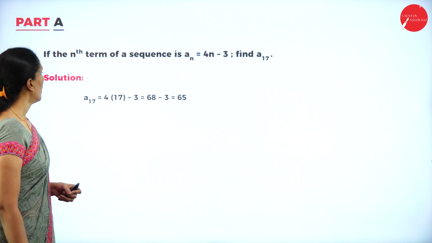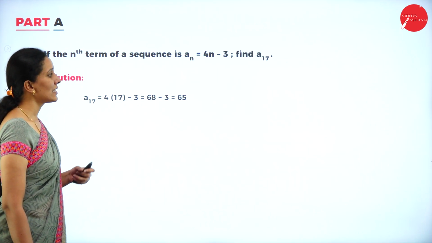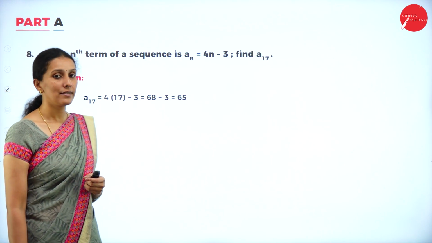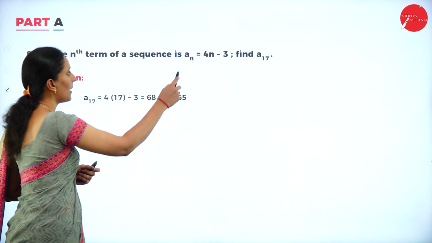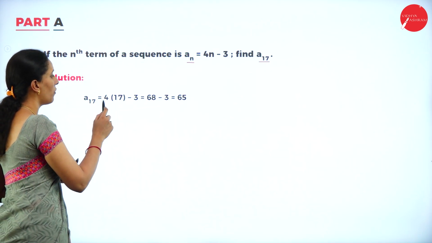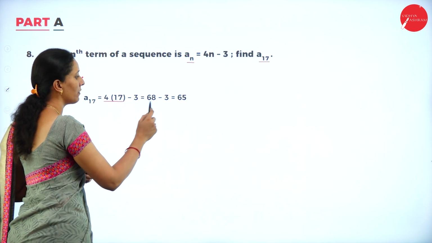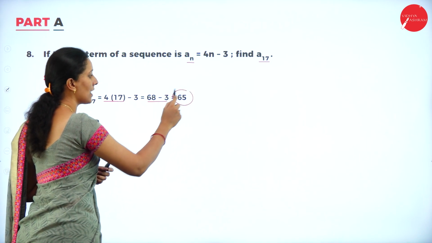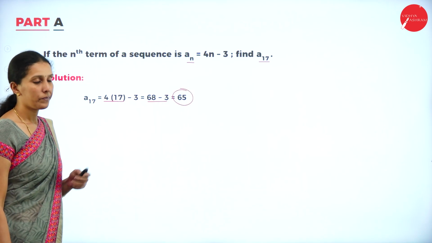Next one, if the nth term of a sequence is a n is equal to 4n minus 3, find a17. In the place of n, just substitute 17. Then what happens? 4 into 17 minus 3, which becomes 68 minus 3. Hence, the answer is 65.